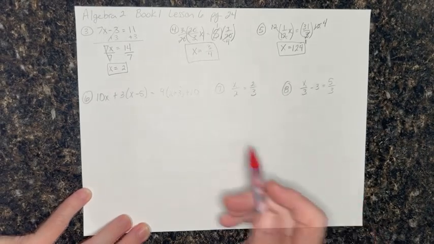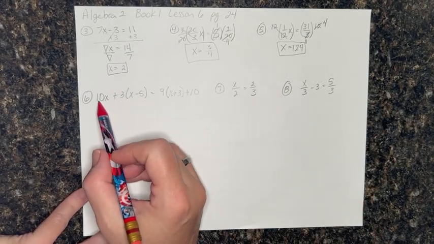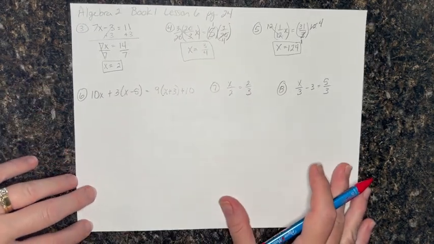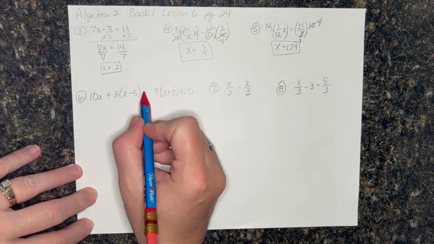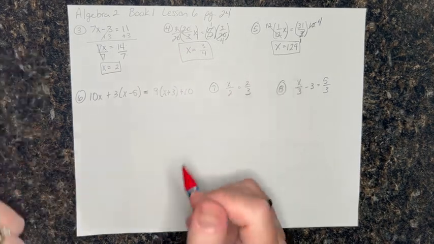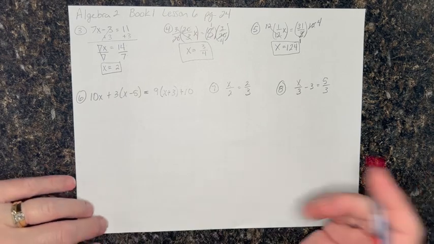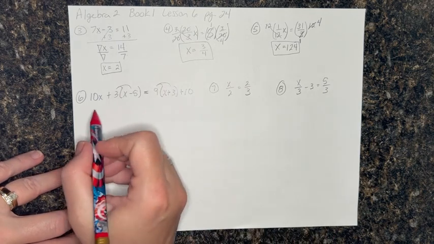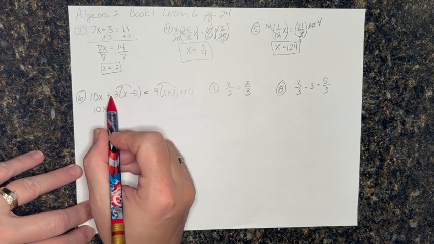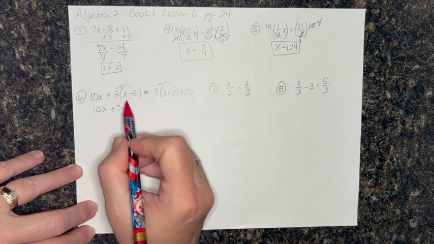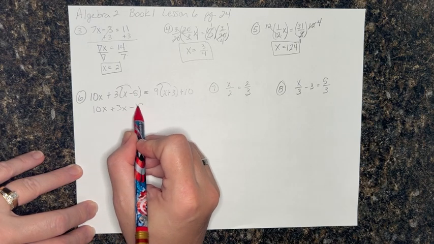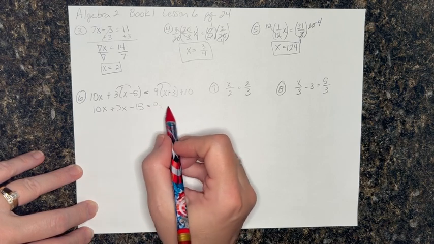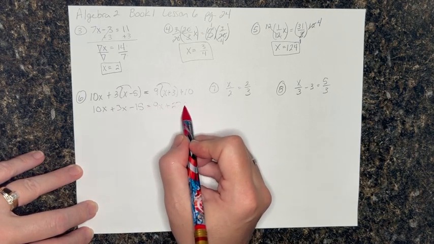All right. Next problem is number 6. We have 10x plus 3 times the quantity x minus 5. Oops, sorry. Equals 9 times the quantity x plus 3 plus 10. So first thing we need to do is to distribute these couple of terms here. So we have 10x, 3 times x is 3x, 3 times a negative 5 is a negative 15. 9 times x is 9x, 9 times 3 is 27 plus 10.